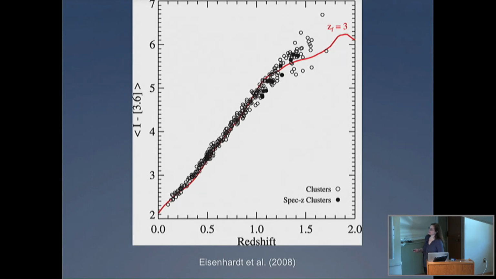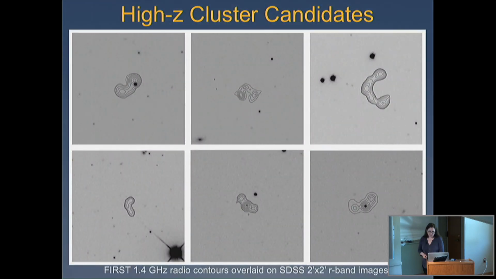Okay, so this is just showing you that if you have I band and 3.6, you can get a nice color that is very strongly correlated with redshift. And so you can get a redshift estimate there if you get those multi-bands.